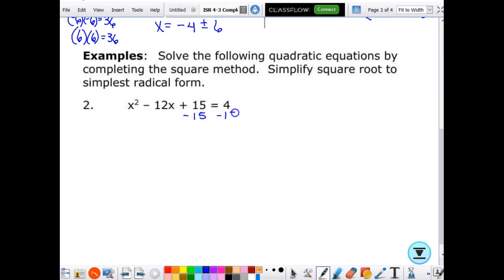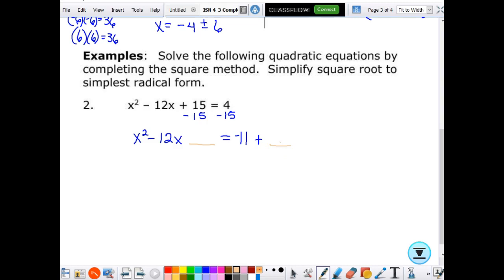Okay, so I'm going to move 15 over. I'm going to recopy. Leave some space. If you want to draw a little blank there, you can. Okay, 4 minus 15 is negative 11, and I'm going to have a blank here too, because what I figure goes here is also going to go here.